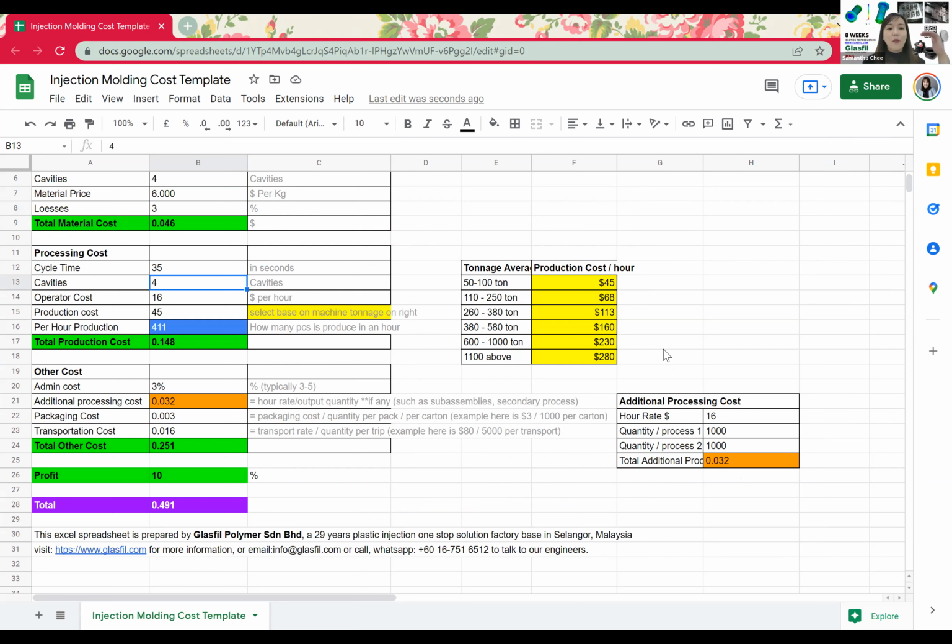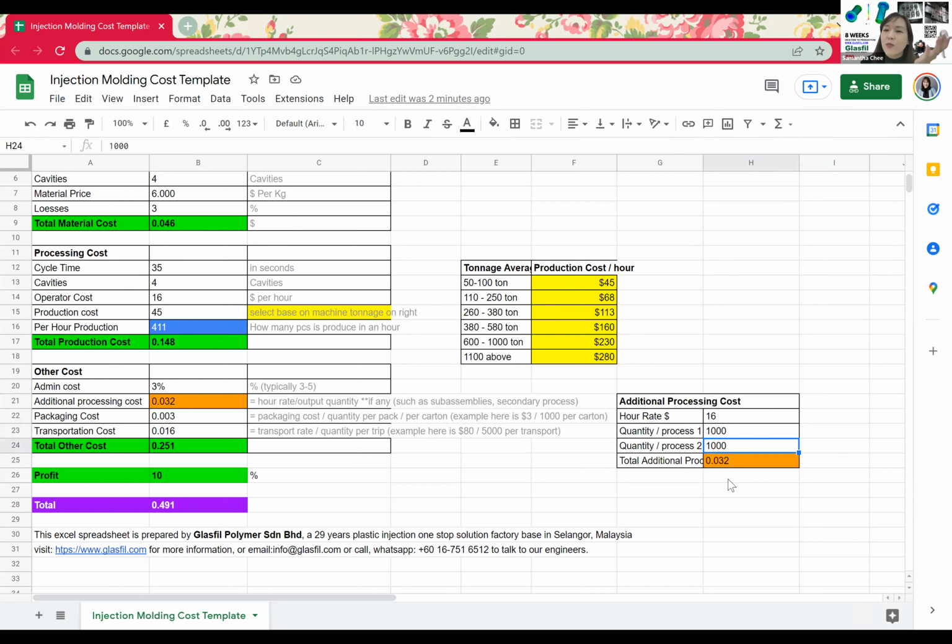All right. So moving on to the other one, which would be the other cost. Other costs will be admin cost, 3%. Additional cost would be 0.032. So I calculate how much is the hour rate of the operators. The operator's hour rate is only 16 and it requires 2 processes. If these processes are producing 1,000 and 1,000 each, the additional processing cost is 0.032.